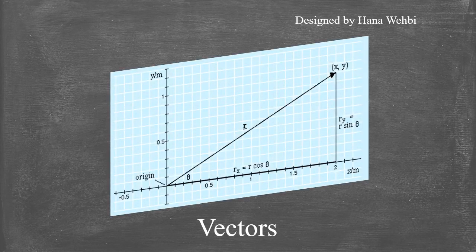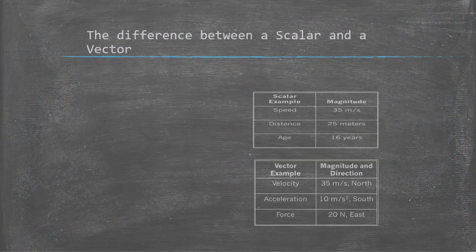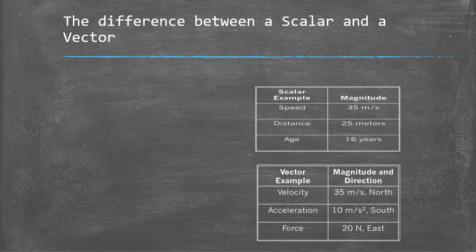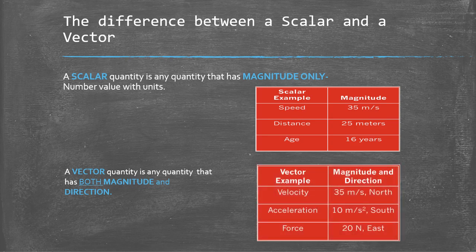In this video, we're going to talk about vectors. So what's the difference between a scalar and a vector? A scalar is a quantity that has magnitude only, and we have examples like speed, distance, age, while a vector has both magnitude and direction. For example, velocity, acceleration, force.